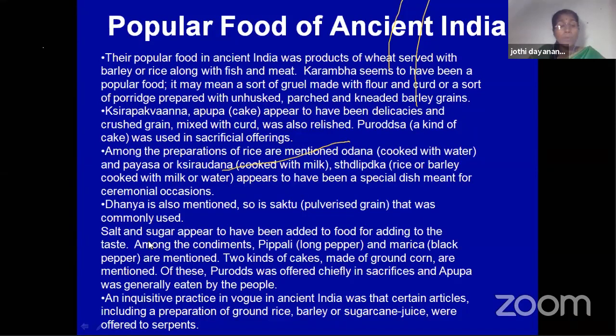They have also mentioned salt and sugar in their food. And there is another mention of pepper, which was used. Black pepper was very often used by them. And these were the few things which have been very highly mentioned in their food.